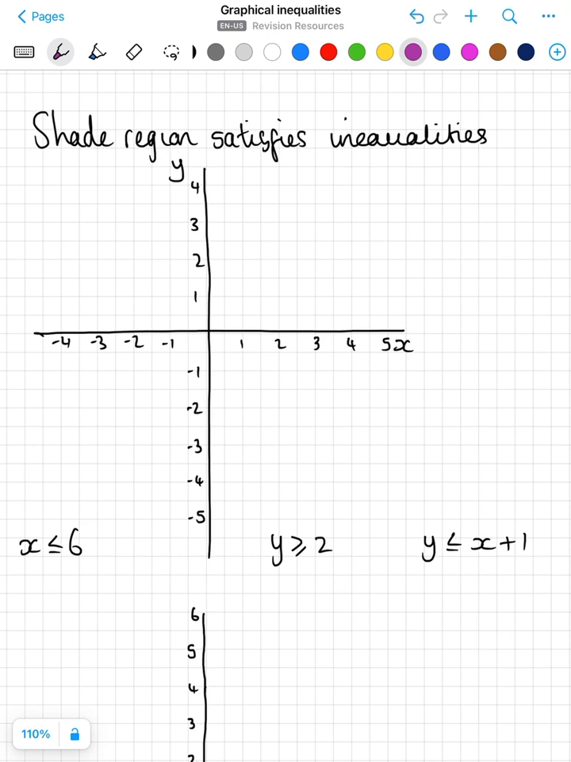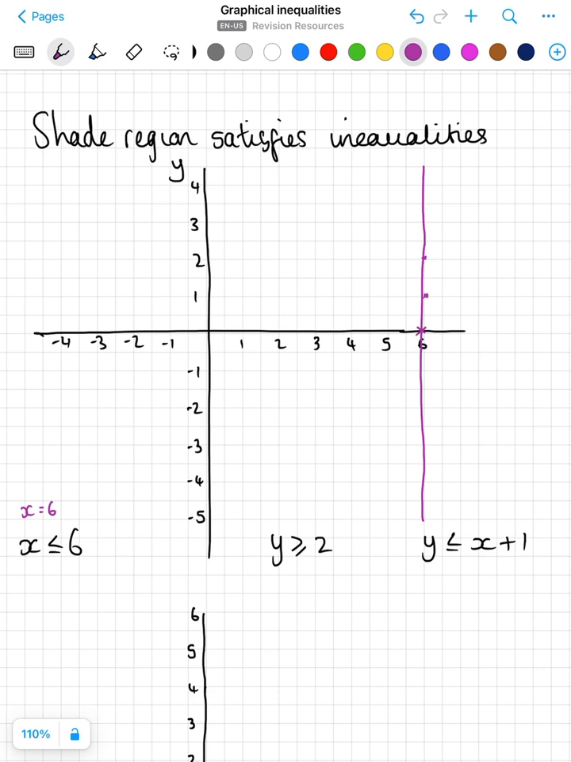X is less than or equal to 6. Now what I want you to think about when we're plotting these lines is what would the line of x equals 6 look like? So this is when the x coordinate is always 6. You could think of this as making up some of your own coordinates, or we think, okay, where is x always equal to 6? That is here. So we are looking at perhaps (6, 1), (6, 2), etc. So we're going to join those points together.